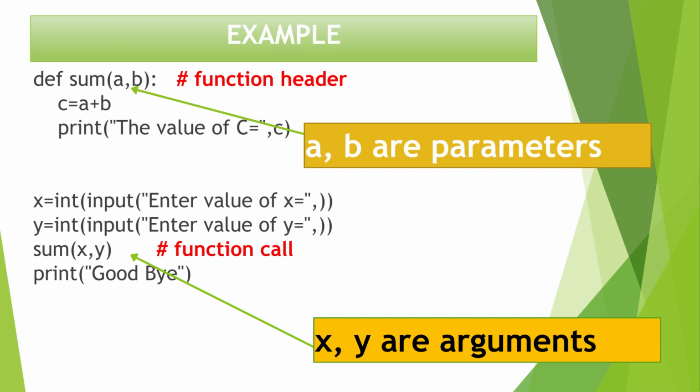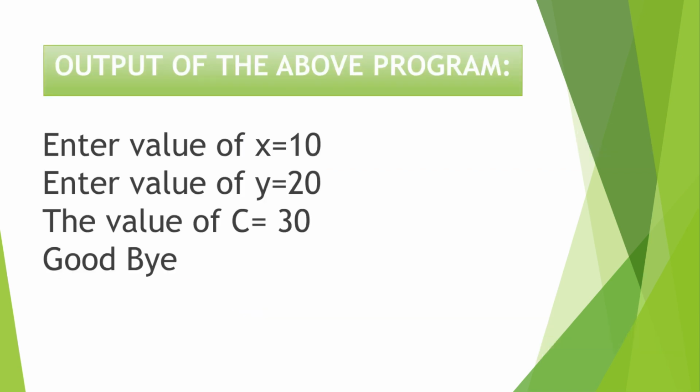Here I have created a function sum using two variables a and b. As you can see, these two variables are used inside the parentheses, and that's why they are known as parameters. When I have called this function sum with the variables x and y, then these variables x and y are arguments. For these two variables, the user is asked to enter the value, and that is supplied to the variables a and b.